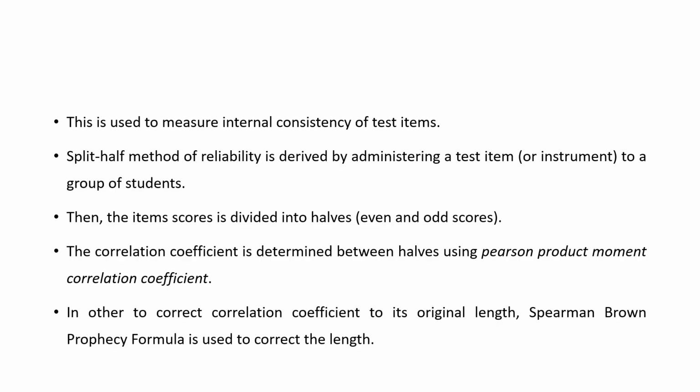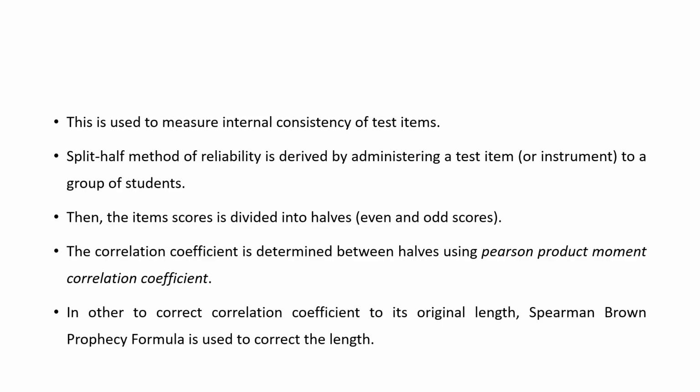To ensure what we call internal consistency of an instrument. One of those ways we can ensure internal consistency is what we call the split half method of reliability, which is derived by administering an instrument to a group of students, say 30 of them. You give it to them once.